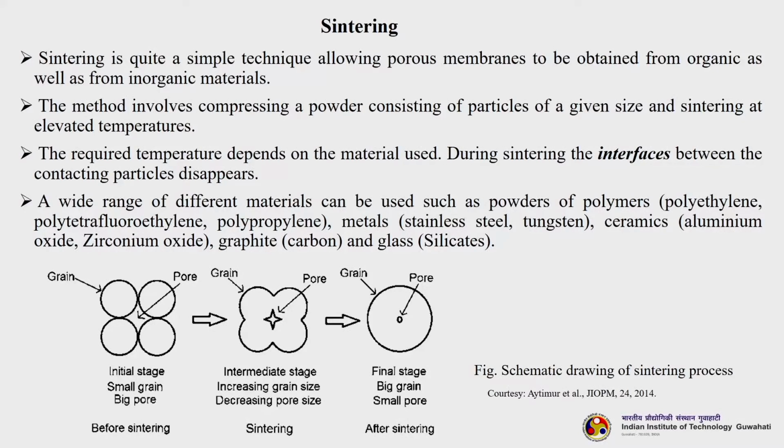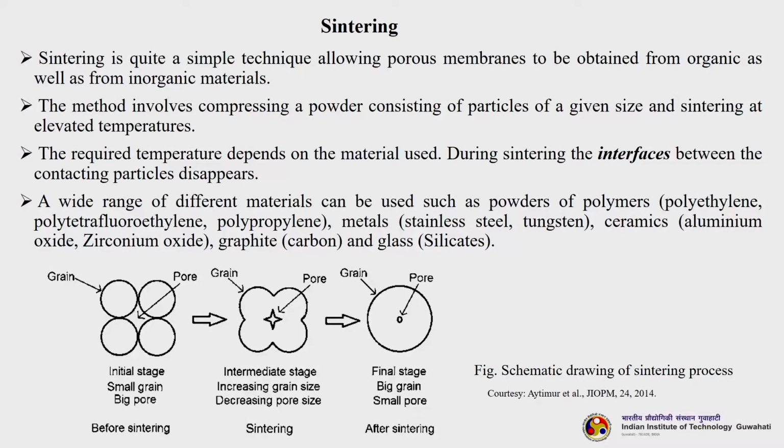Sintering is actually a very old metallurgical process. It is a quite simple technique allowing porous membranes to be obtained from organic as well as inorganic materials. So, the beauty of this particular technique is that I can use both polymers as well as inorganic materials. The method involves compressing a powder consisting of particles of a given size and sintering it at elevated temperature. Sintering means you are putting them under a very high temperature, and the required temperature depends on the materials to be used. What temperature you are going to set depends upon the material which you are using; there is no thumb rule for this.